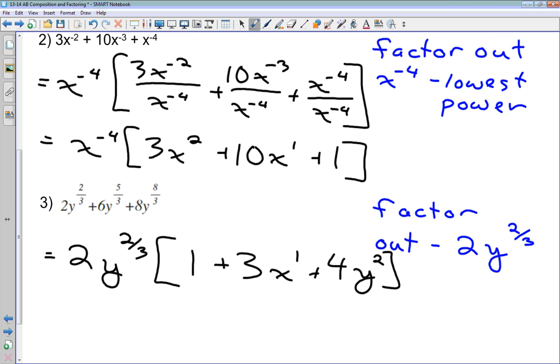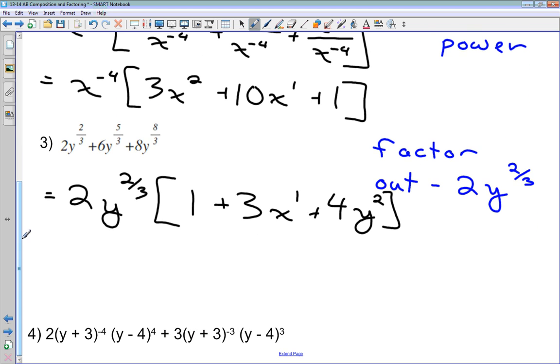And it could be possible that we can factor this trinomial that we have in the brackets here, but I don't think we can in this case. All right, our last example here, factoring.